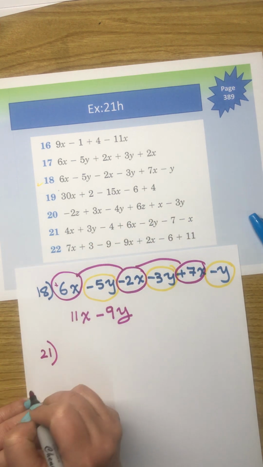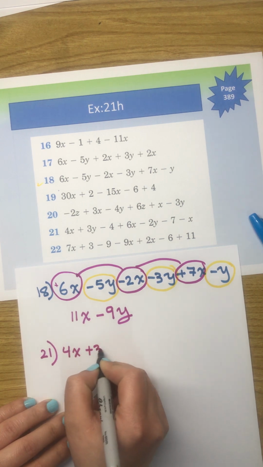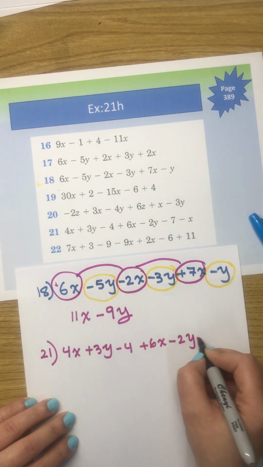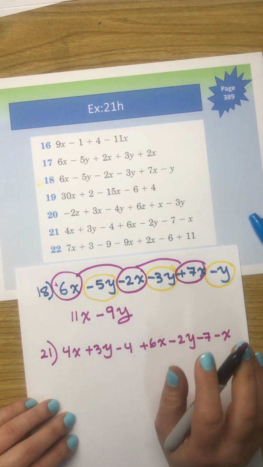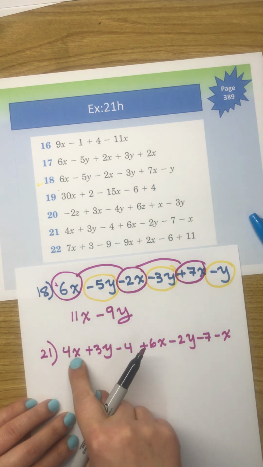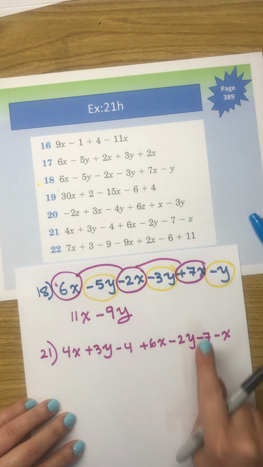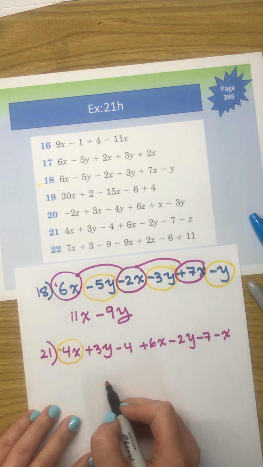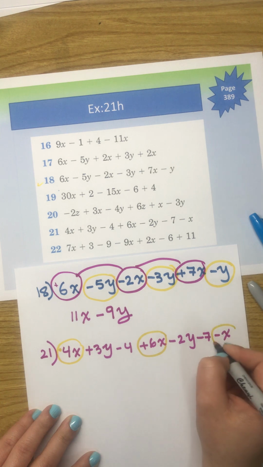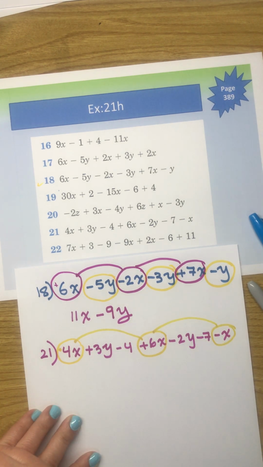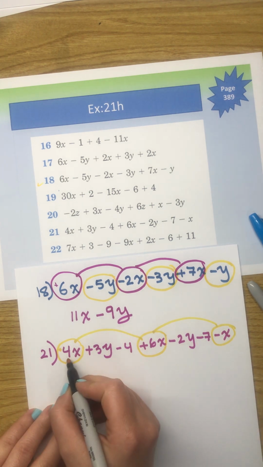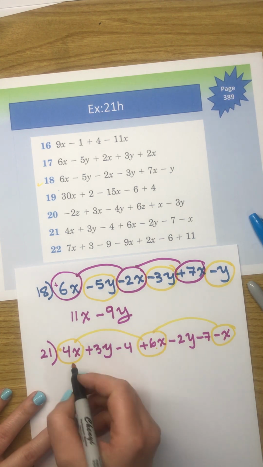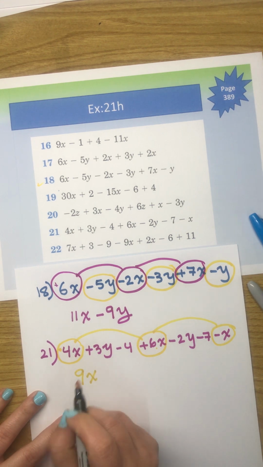Question number 21, 4x plus 3y minus 4 plus 6x minus 2y minus 7 minus x. Like terms together. Remember, constants together, x's together, and y's together, and those are constants. The x's: 4x, remember, this is plus 4x, plus 6x minus x. Those are going to be worked together. Plus 4x plus 6x equals 10x. 10x, take away an x, the answer is 9x. Done with the x's.